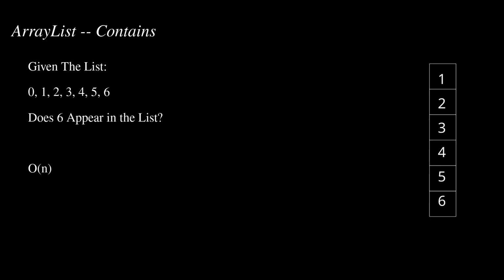So let's talk about when an array list contains an element. We can ask the array list if it contains a particular value. So given the list 0, 1, 2, 3, 4, 5, 6, does 6 appear in the list? Now the way we do this is we have to for loop over every element in the list, which means that the runtime is O of n. It's linear. By the way, this is the same runtime we have if we're just searching through a regular old array.